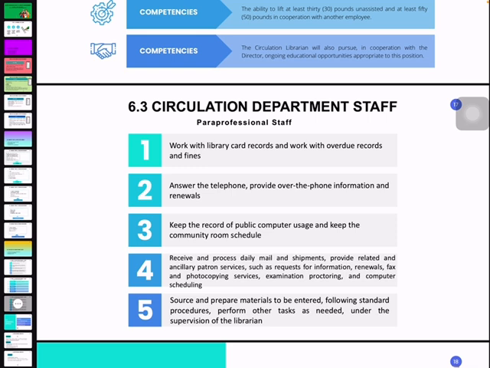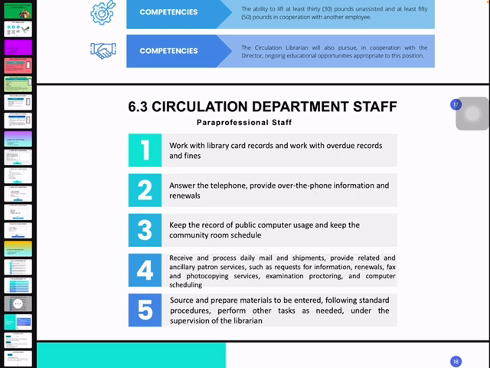Next, keep the record of public computer usage and keep the community room schedule. Kena ada maklumat berkenaan pengguna. Receive and process daily mail and shipments. Provide related and ancillary patron services such as requests for information, renewal, fax and photocopying services, examination proctoring and computer scheduling. Okay, benda-benda berkaitan not professional works will be handled by this paraprofessional. Termasuklah handle all of the mail, and then handle renewal, handle photocopying service and so on.